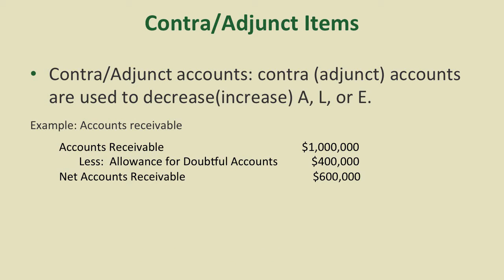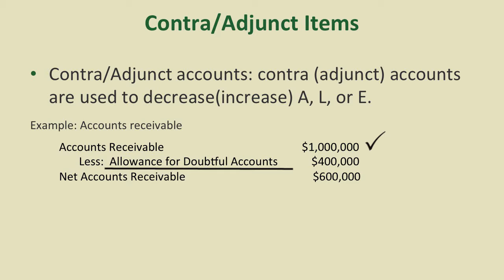The fourth technique is this counter-adjunct items. Counter account means decrease. Adjunct accounts means increase in asset, liabilities, or shareholders' equity. For example, let's see this accounts receivable. Accounts receivable for this particular company is $1 million. That means that this company is expecting to receive $1 million. However, there's a line item immediately after this accounts receivable, this allowance for doubtful accounts.